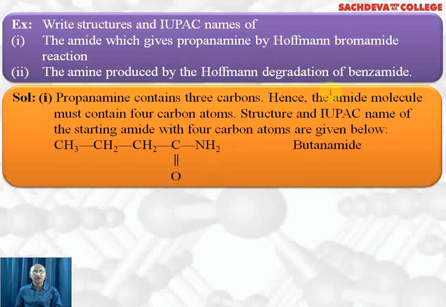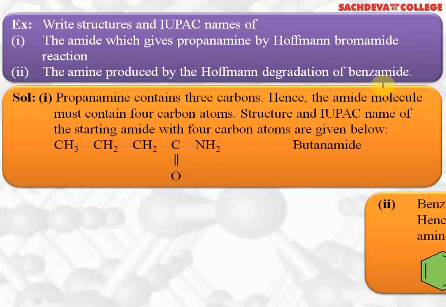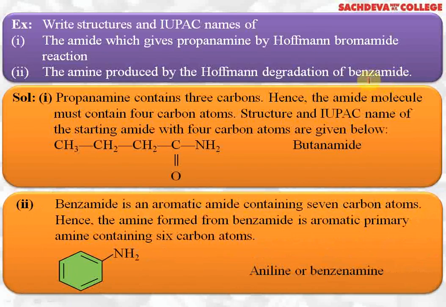Next, we want to find out which amine will be formed by Hofmann degradation of benzamide. Now, benzamide is C6H5CONH2, and we will get one carbon atom less, that is, aniline or benzenamine will be formed. So, when benzamide undergoes Hofmann degradation reaction with the help of bromine and KOH, the product formed is aniline or benzenamine.